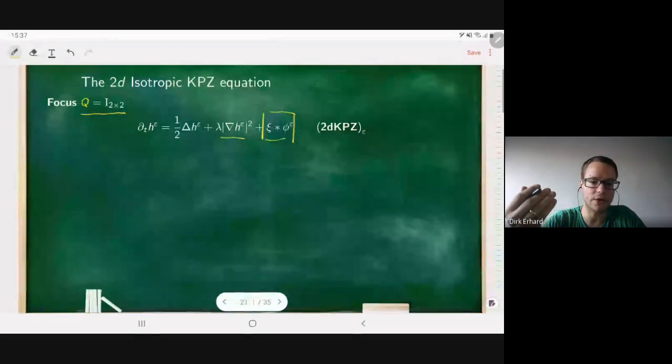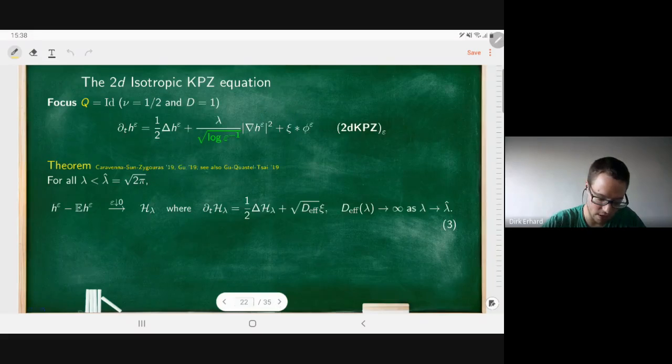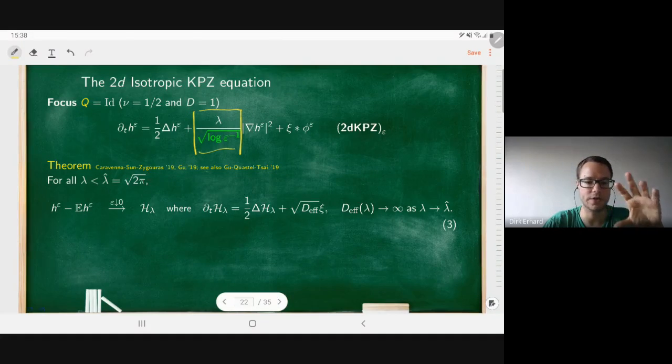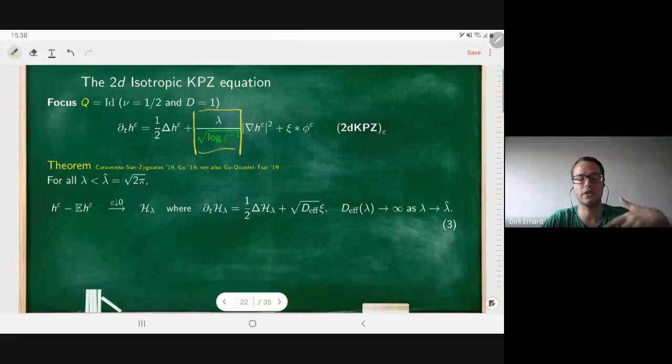However, mathematically, it turned out that it's not easy. And one thing that has been done is, instead of fixing lambda, sending lambda to 0 in a smart way. So what does it mean? We look at lambda of this form: we divide by the square root of log epsilon to the minus 1. If you think about it, this means that this factor in front of the nonlinearity tends to 0. So you kind of weaken the way the nonlinearity acts.